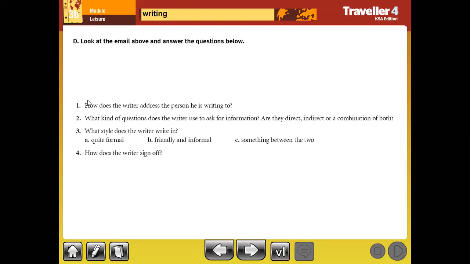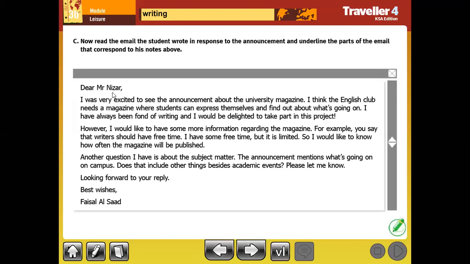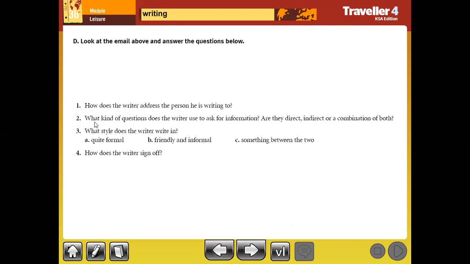Let's move again and see. He said, dear Mr. Nizar. This is formal. Abdulaziz has said formally. Thank you. He addresses him in a formal way. He said, dear Mr. Nizar. Let's move to the next question.